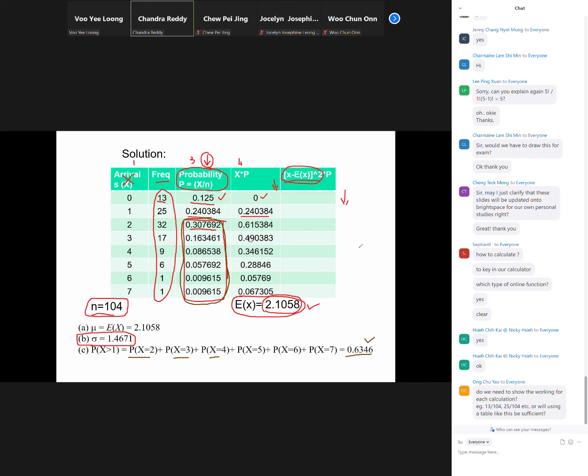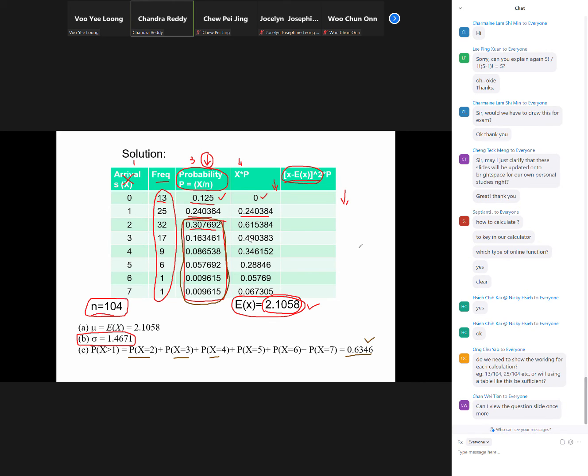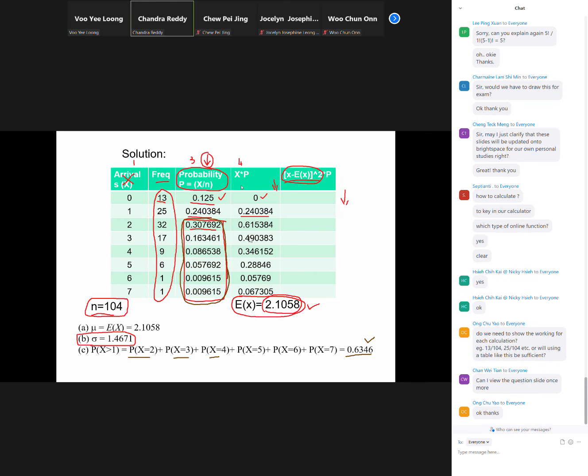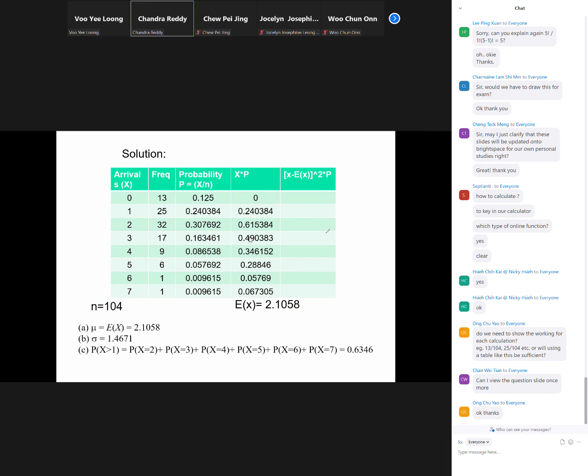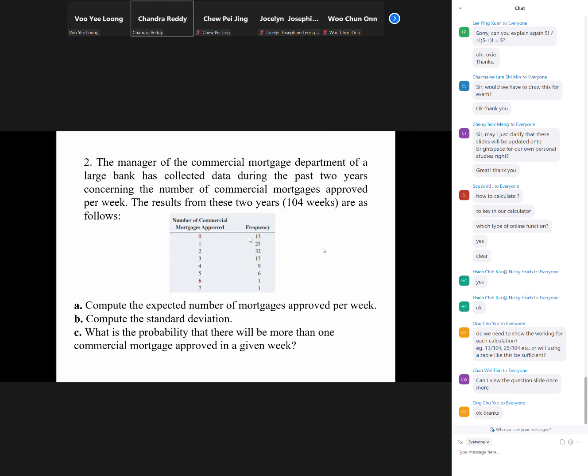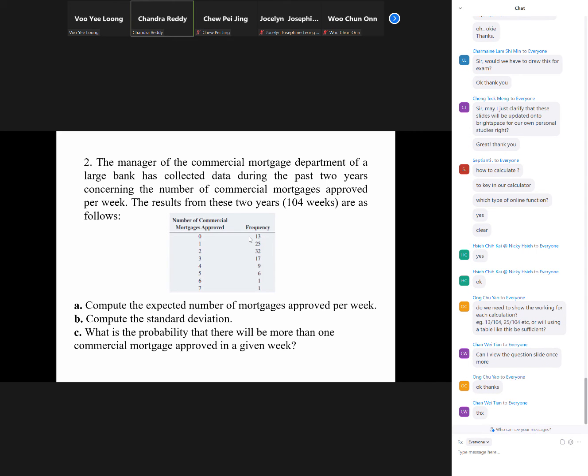Ang is asking, do we need to show the working for each calculation? Yes, in the exam, you need to show the working for each calculation. You can also annotate, but once I go back to the previous slide, I think all this annotation will go. All right, so this is the question.